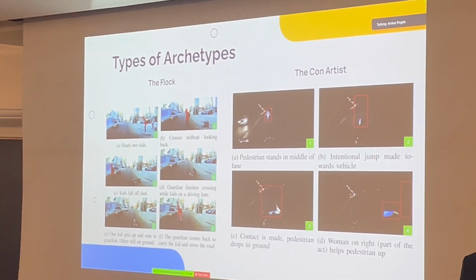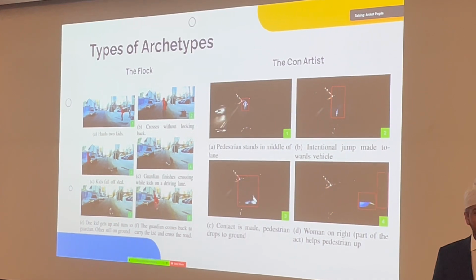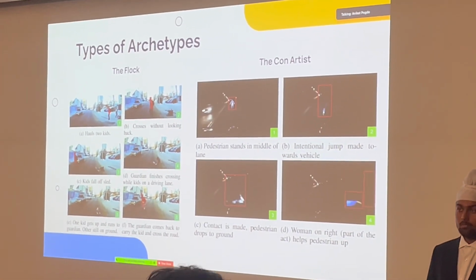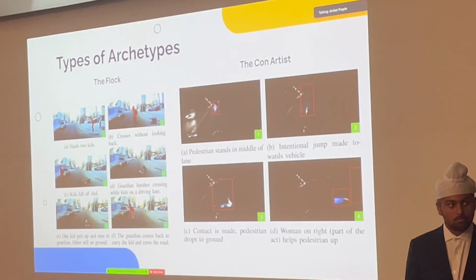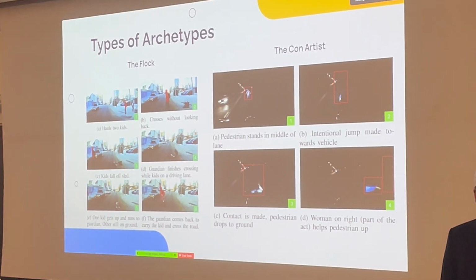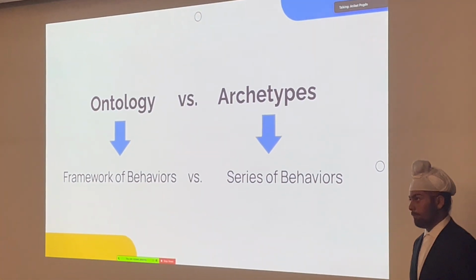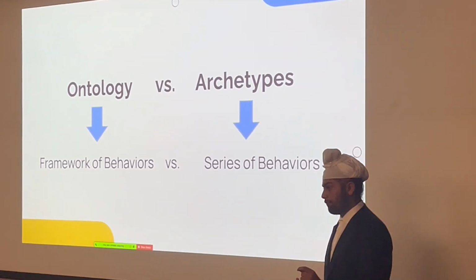In the second picture, we have the corner artist. The corner artist is a type of pedestrian who intentionally stages collisions to claim compensation from the insurance. So in this picture, we can see a pedestrian standing in the middle of the driving lane and creating a fake accident. So now that we've delved into both the ontology and archetypes, let's examine the exact difference.